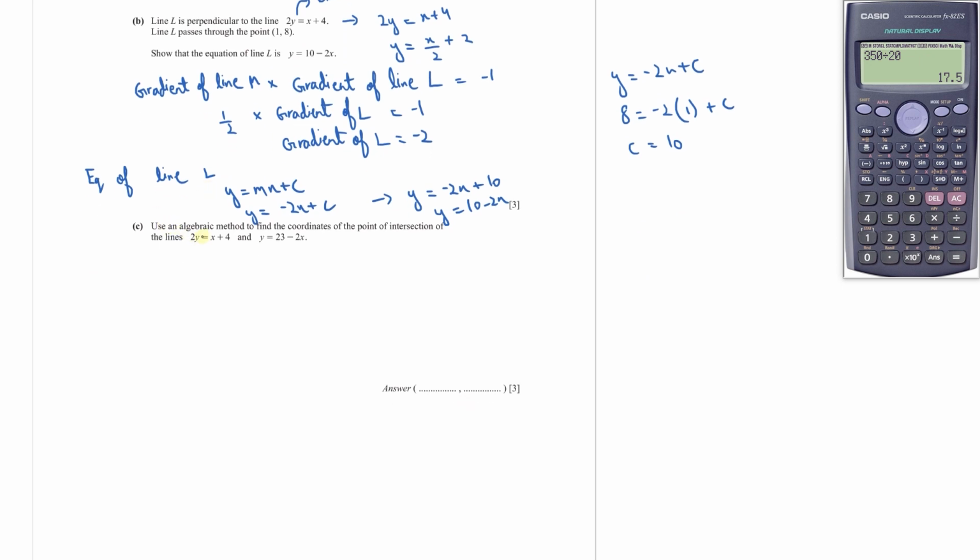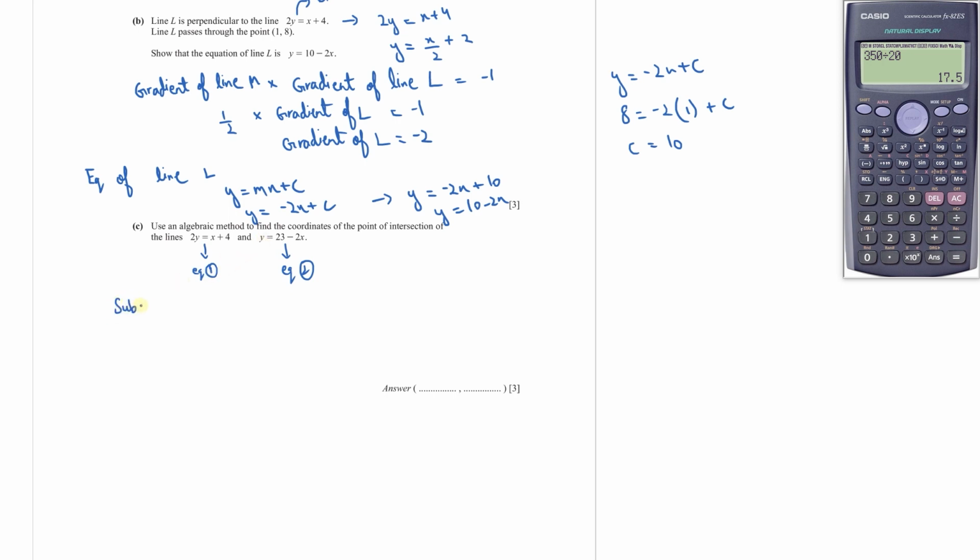Part C is use an algebraic method to find the coordinates of the point of intersection of the lines 2y equals x plus 4 and y equals 23 minus 2x. So the point of intersection can be found by solving these equations simultaneously. Let's call this equation 1 and this equation 2. So we can use the substitution method.